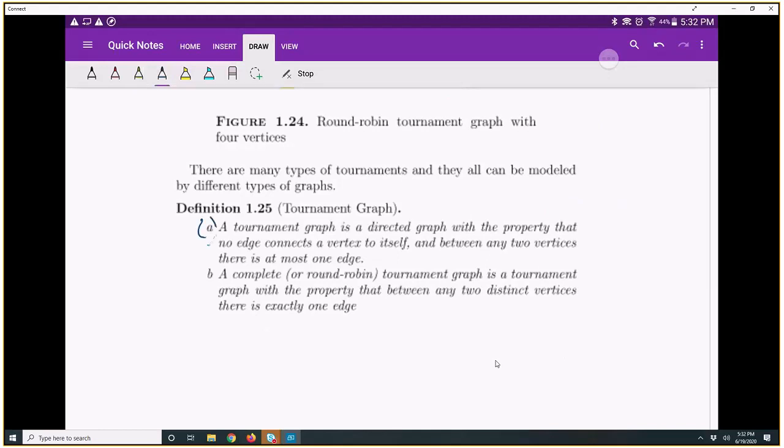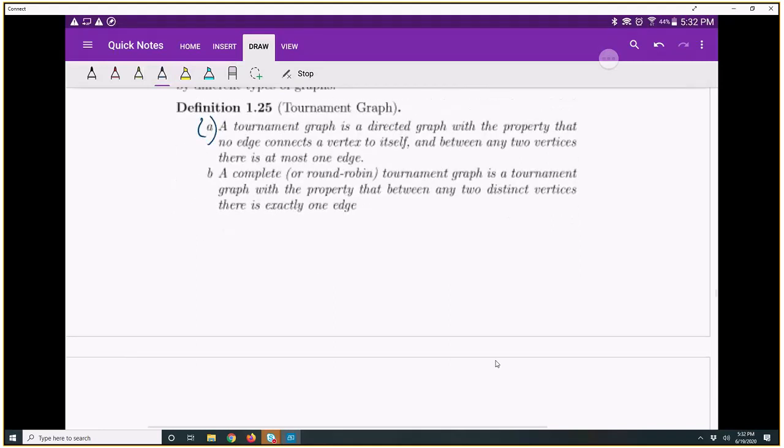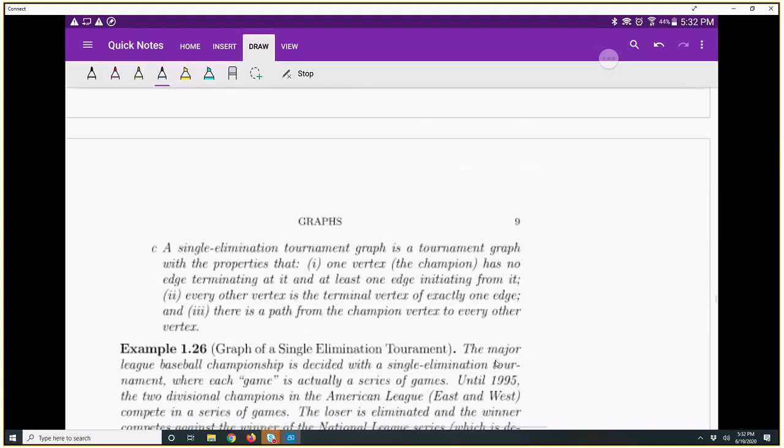A tournament graph is a directed graph with the property that no edge connects a vertex to itself, because obviously a team cannot compete with itself. And between any two vertices, there's at most one edge. A complete or round-robin tournament graph, like the one above, is a tournament graph with the property that between any two distinct vertices, there is exactly one edge.